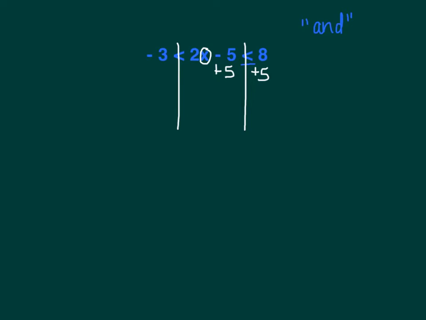But in this case, I have another line, so I also must add 5 on this side. This will give me 2. Okay, now to solve for my variable here in the middle, I'm going to divide by 2.